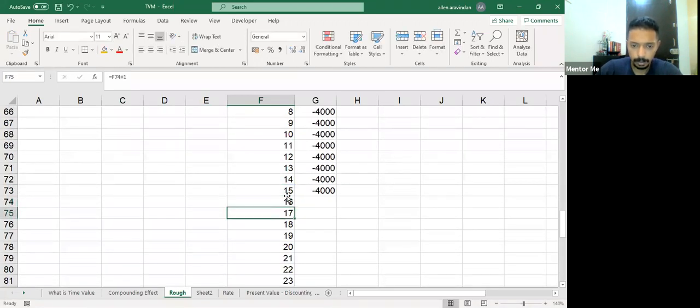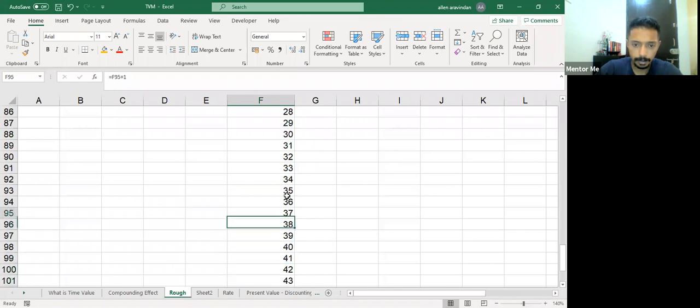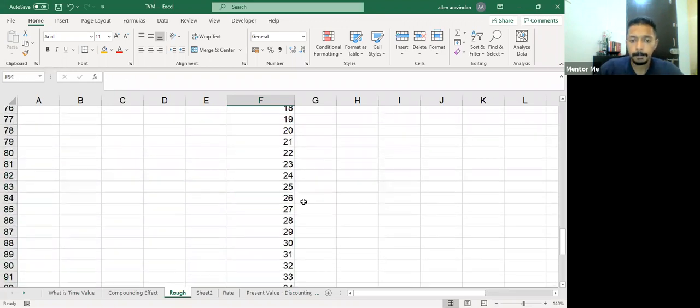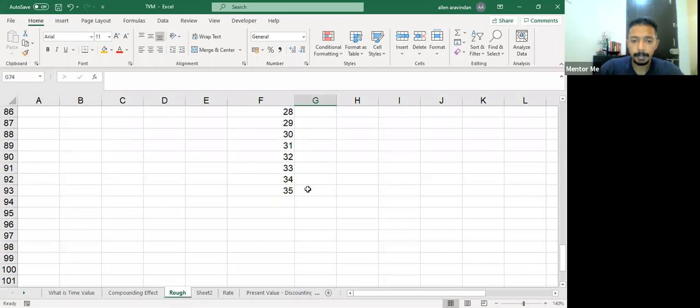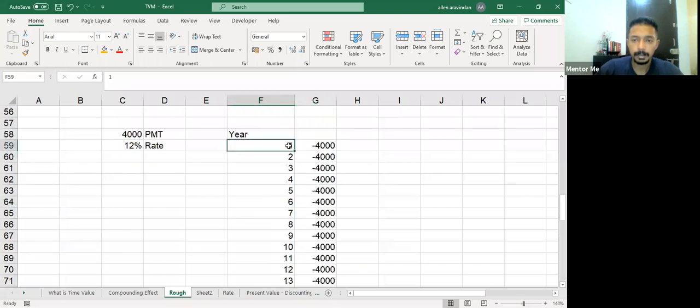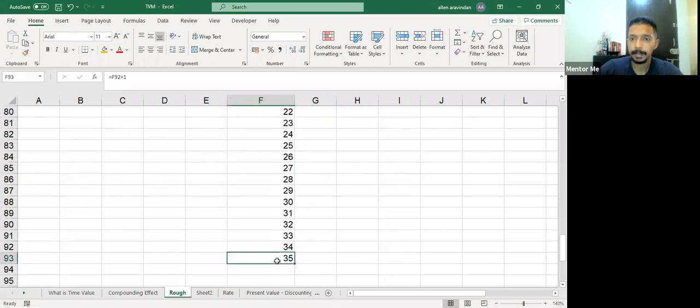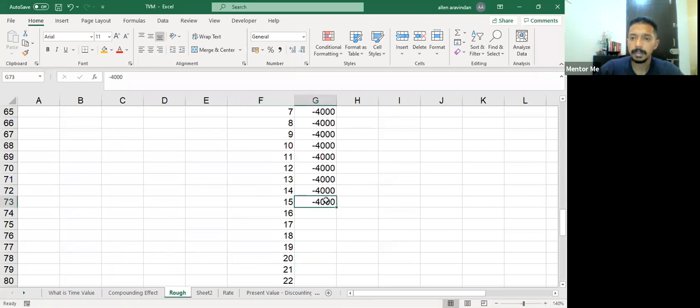Oops, I think I extended a little more. It should end at 35. Right? So this is the entire timeline, starting from first all the way up till 35. Till 15 years, we invested 4,000 every year. Now the question is, start drawing out money in equal installments.